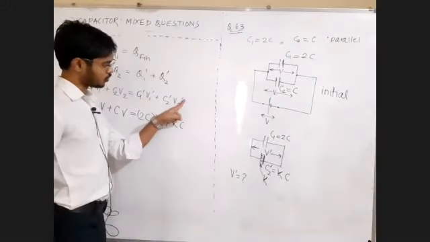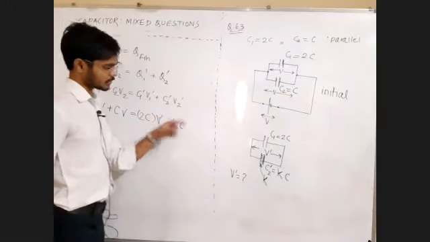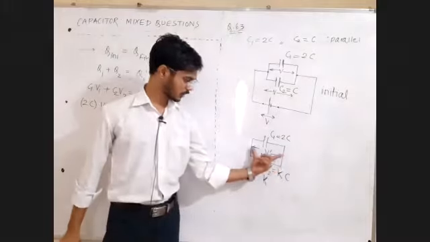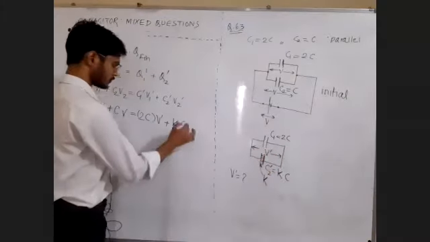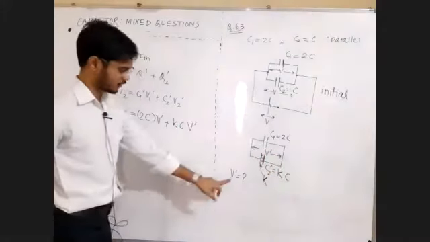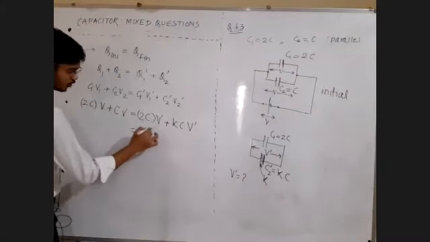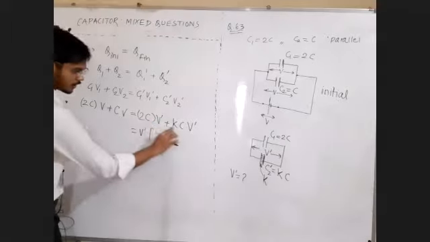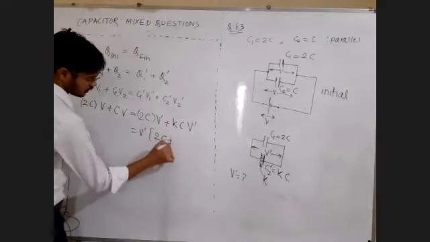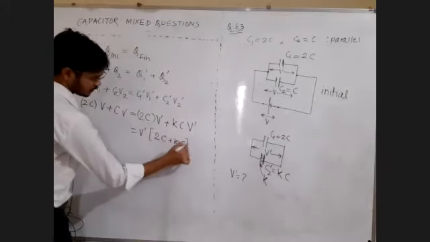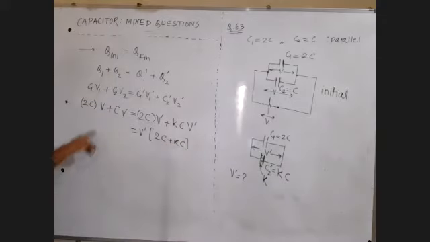V dash means the new potential difference across the second capacitor. We have to find V dash. Take V dash common: V dash into bracket 2C plus KC. You can take C common afterwards. 2C into V plus C into V is 3CV.